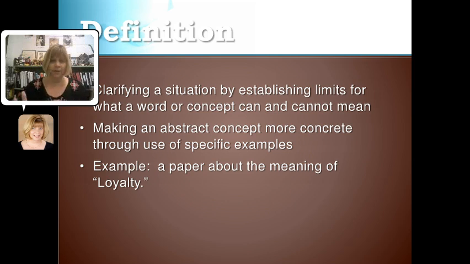So a definition paper is asking you to take something that's an abstract concept or idea and then use these kinds of illustrations and specific details in order to define that concept more specifically.